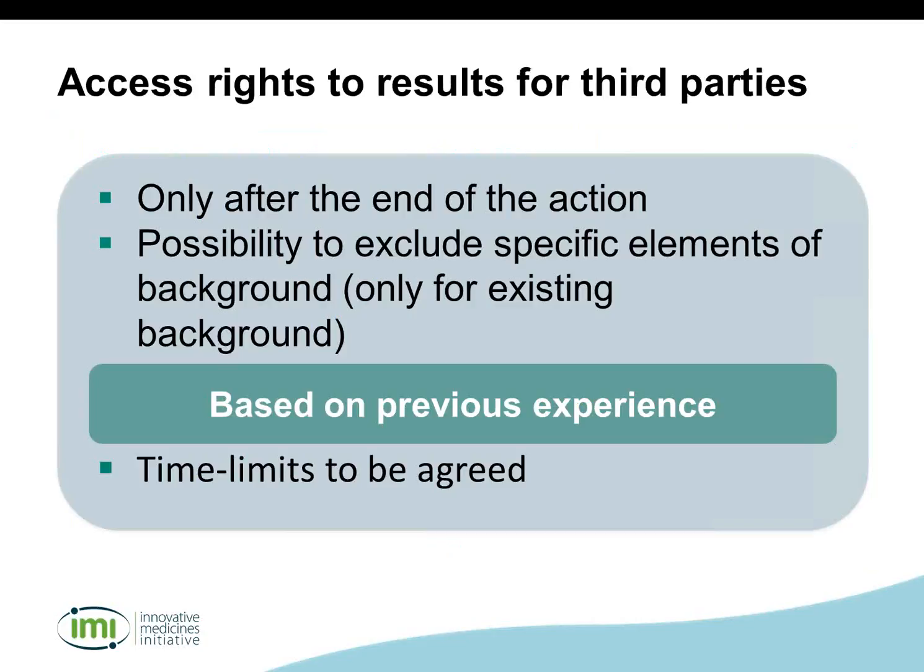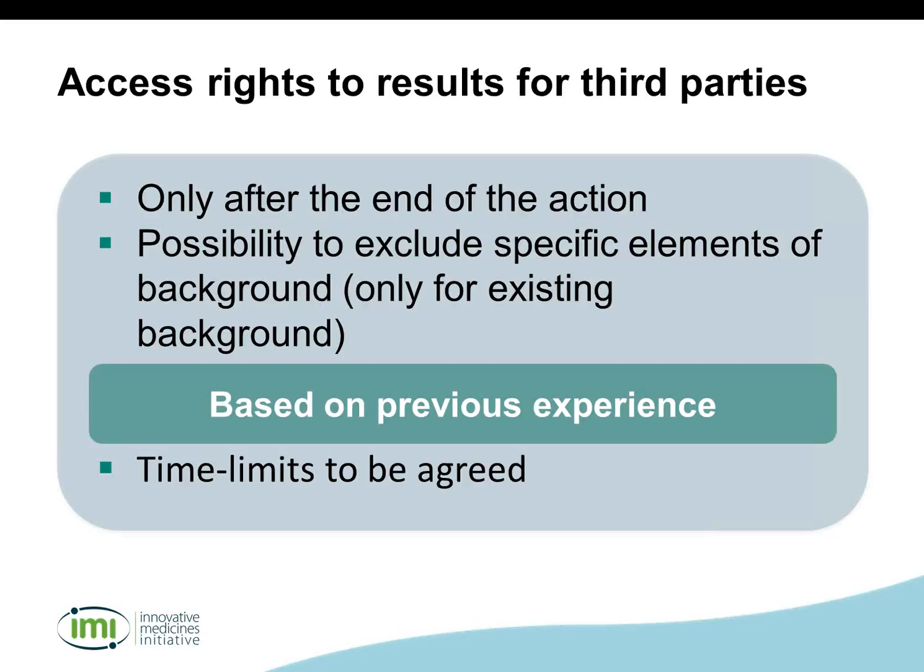And here we come to another important point. We mentioned access rights to third parties. Access rights for third parties happen only after the project ends. So after the project ends, you may be requested by a third party to give access to your result for research use, here again, on fair and reasonable terms. And in this case, you should allow this unless this has been excluded at the beginning of the project, and this is subject to an exception and should be accepted by the IMI office.